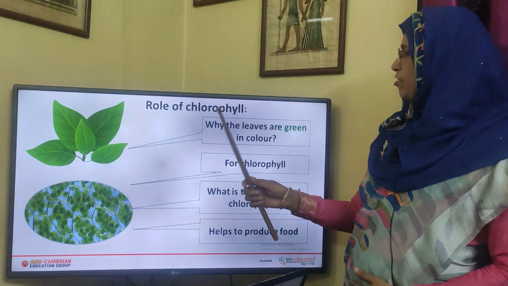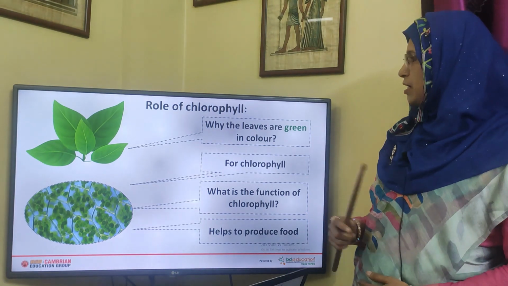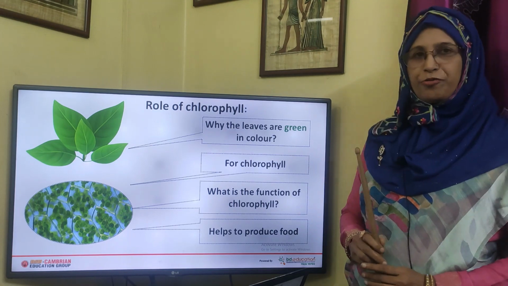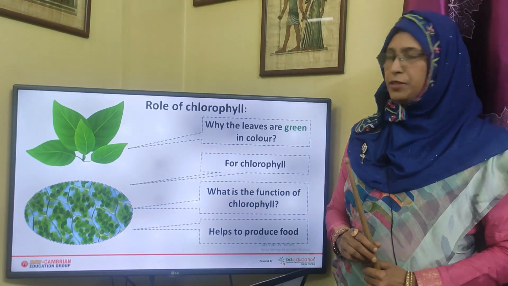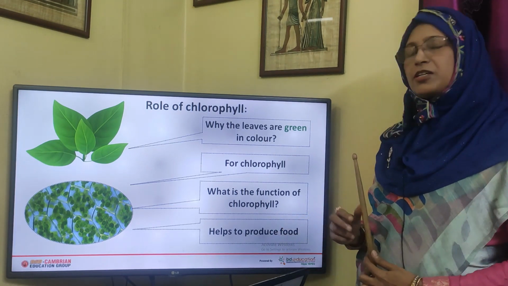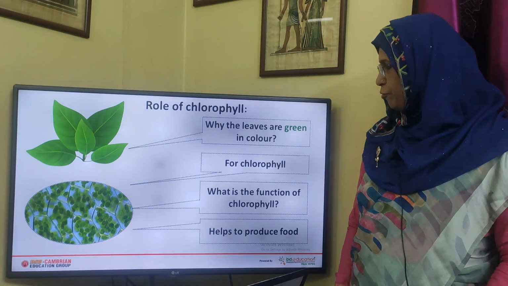Dear learners, first the role of chlorophyll. You have learned about chlorophyll in the first class. So why are the leaves green in color? Because of chlorophyll. Where is chlorophyll present? In the chloroplast. And what is the function of this chlorophyll? It helps in the production of food.